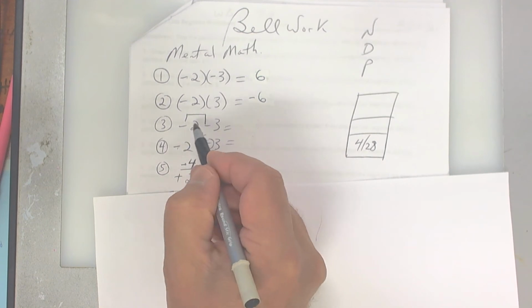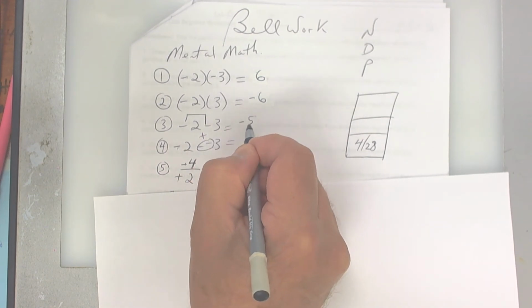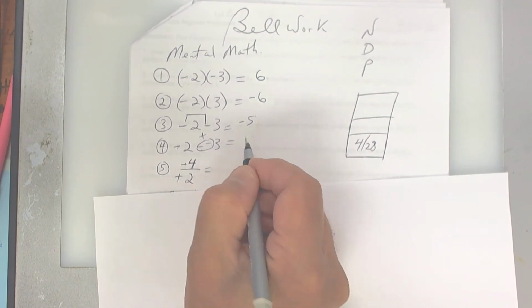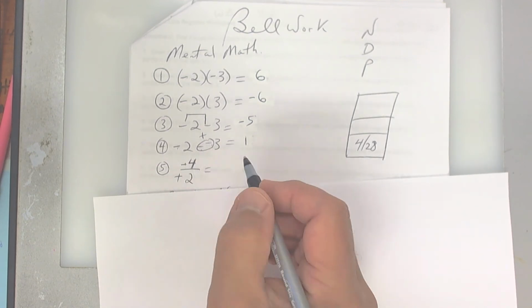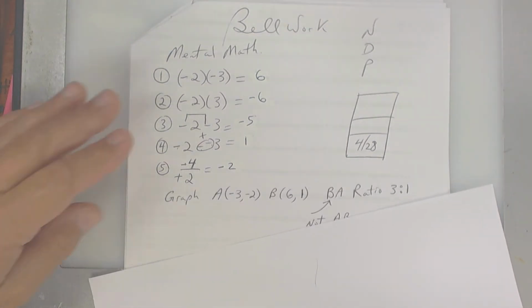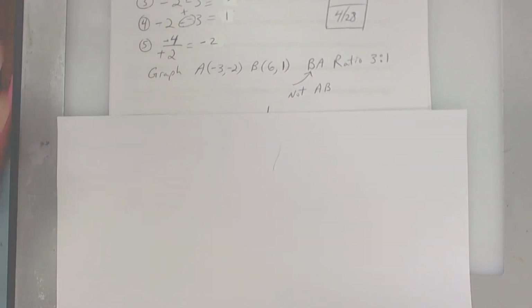Here you have the same sign, so you're going to be adding these. This changes to a plus, so that's going to end up with a positive 1. Here you're dividing, you have 1 negative, so it's going to be a negative 2, and that's how you do that. Copy this one down on a new sheet of paper and pay attention.